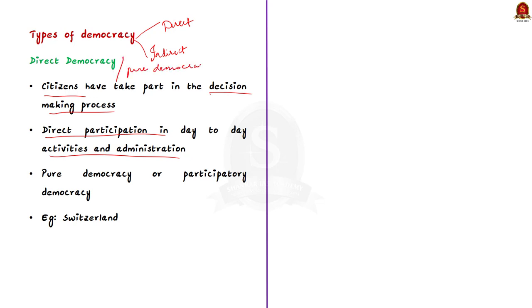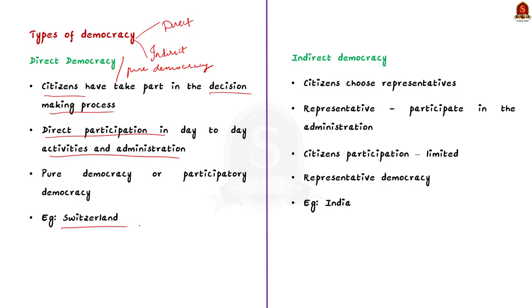It is also called as pure democracy or participatory democracy. Know that Switzerland is one of the countries where direct democracy is prevalent. Now, on the contrary, indirect democracy implies a democracy in which the citizens choose their representative, and this representative actively participates in the administration of the government and acts on the citizens' behalf. Know that it is also called as representative democracy. And India is the common example of indirect democracy. See, in India, we elect the representatives through elections, and these representatives will represent the people in the parliament. This is the basic information about the forms of democracies.